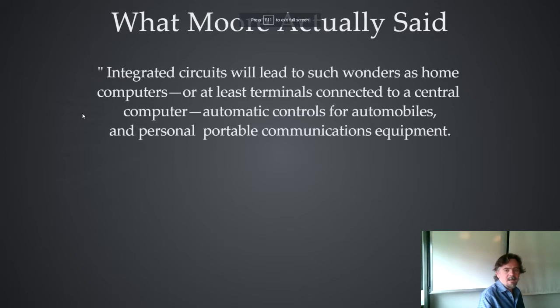So here's what Moore actually said. He said a couple of things. One thing is that he anticipated that integrated circuits will lead to such wonders as home computers. You got that right. Or at least terminals connected to a central computer. Automated controls for automobiles. Not quite sure what he means by that, but certainly modern cars are full of transistorized electronics and indeed full-on computers.